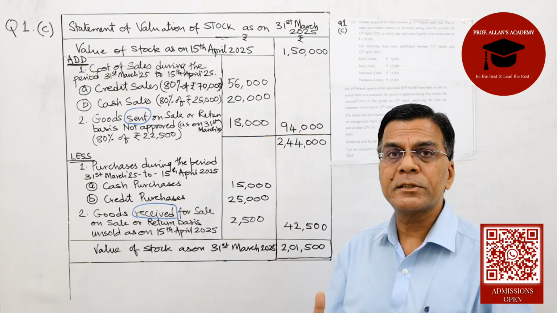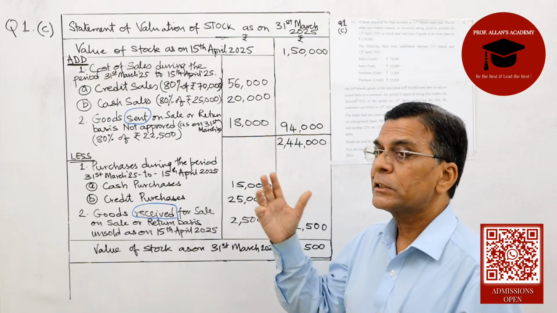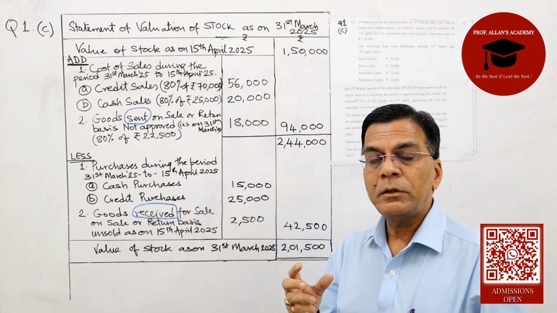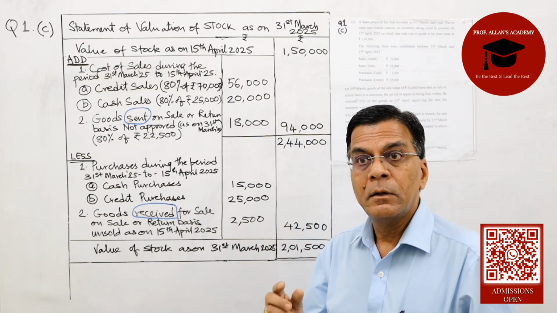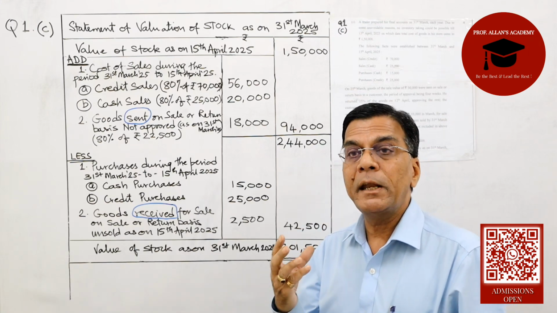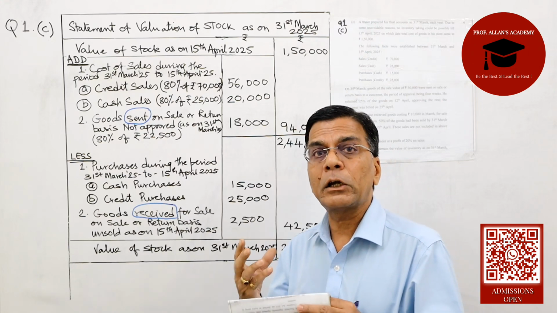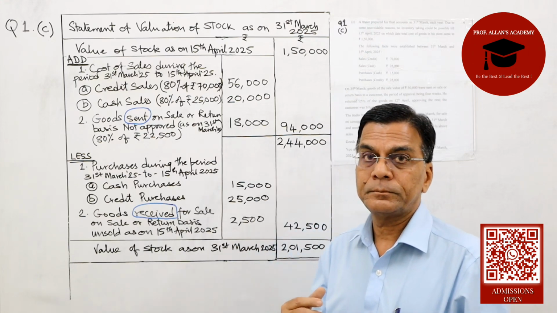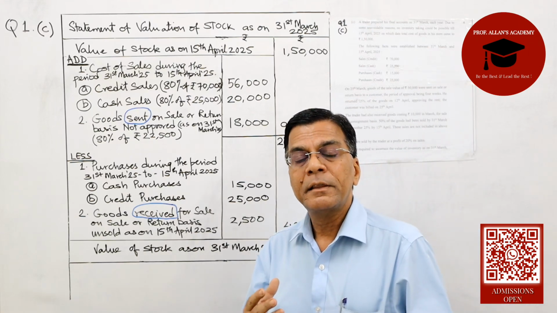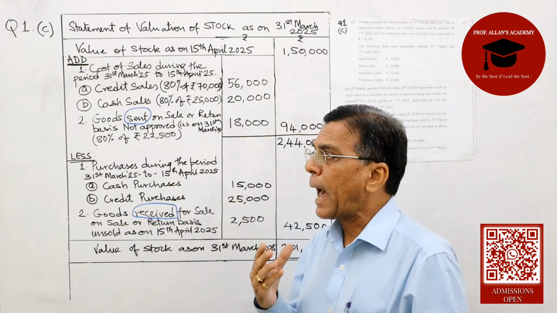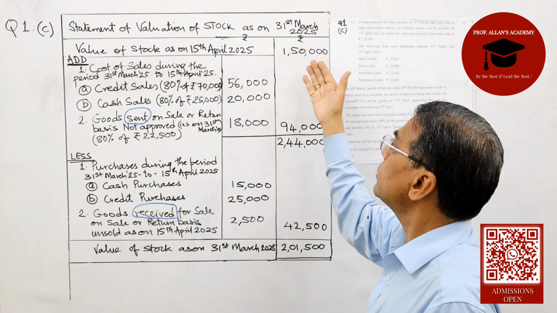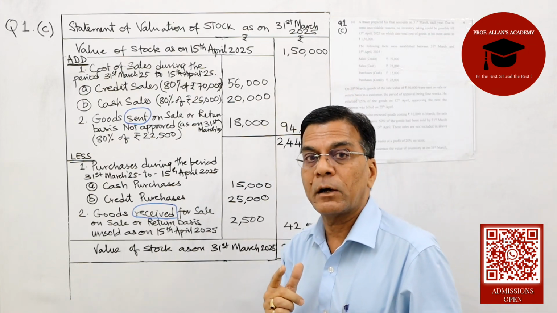We now move on to question number 1C, which is on inventory valuation. In inventory valuation, the concept is finding out the value of the cost of goods that remain unsold on the closing date of the financial year. Now, in the present problem, they have given us the value of stock, and it was done on the 15th of April, and the amount standing there is 1,50,000.